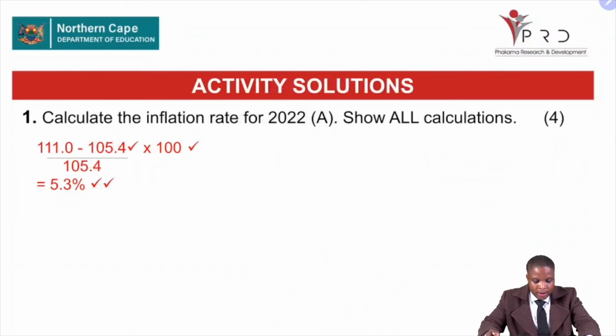So you take the previous year and the current year, 11.0 minus the previous year over the previous year. So it's current year minus previous over the previous, times 100, and your answer was 5.3. So you must show all your calculation to answer this question.